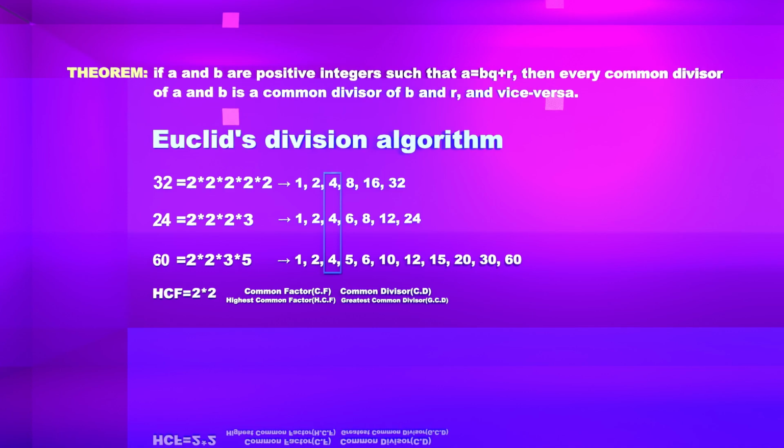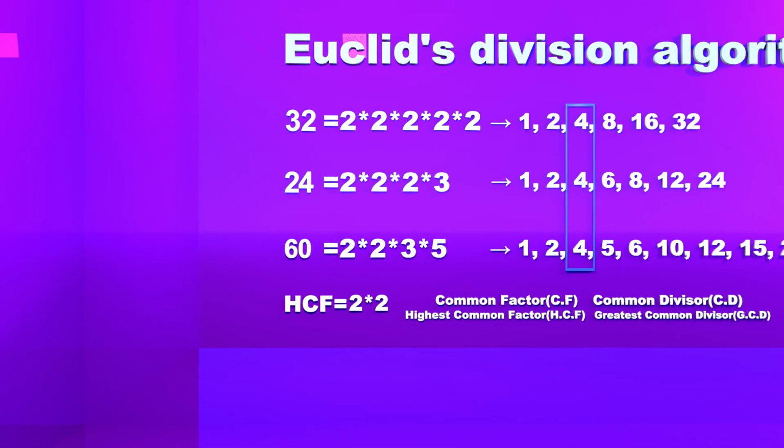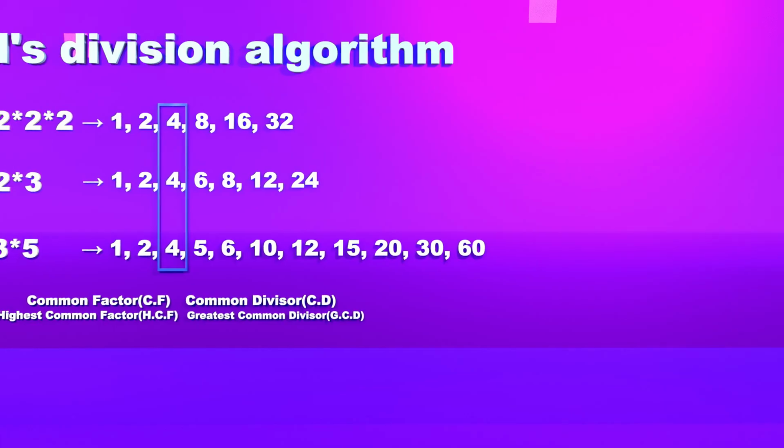Let's understand this theorem. A and B are positive integers such that A is equal to BQ plus R. So we will take two integers. Let A is equal to 32 and B is 24. In last session, we learned about Euclid's division lemma. So we get A is equal to BQ plus R, where R is greater than or equal to 0 and smaller than B. So we can write 32 is equal to 24 into 1 plus 8. Also we can write it in division form.